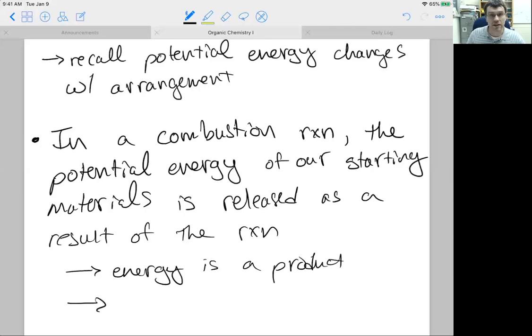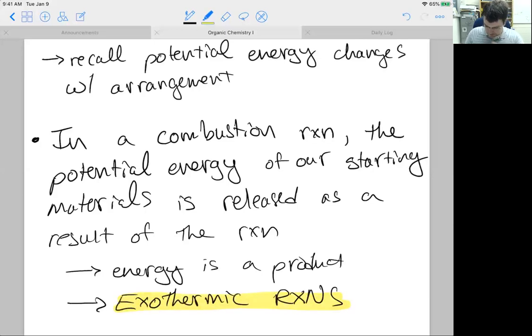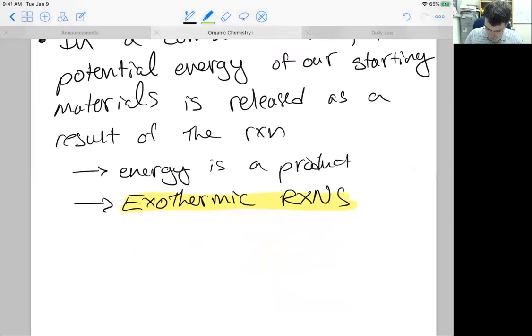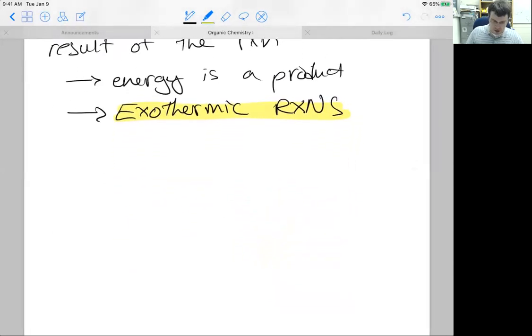So reactions like this, where energy is a product, where energy is released, these are called, big buzzword here, exothermic reactions or chemical processes. Okay, so an exothermic reaction is a process where energy is a product. It's a process where energy is released from the starting materials and the system to the surroundings, okay?